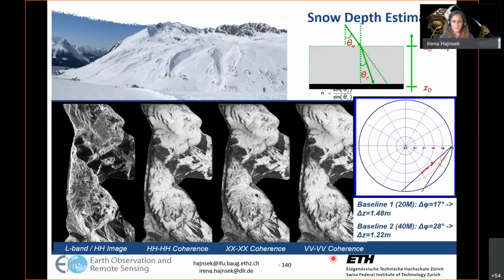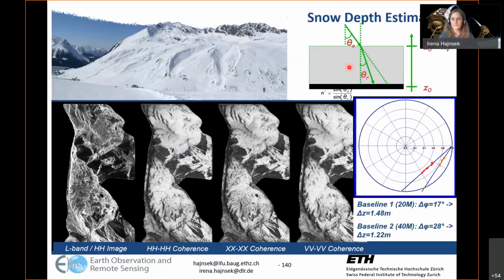So the model that we used here in order to estimate height is a very simplified model. Again, we have the volume, which is our snow volume, I would say, and we have here a ground. What is included here is a refraction index due to the snow and ice contribution that you have, which exists in the volume.